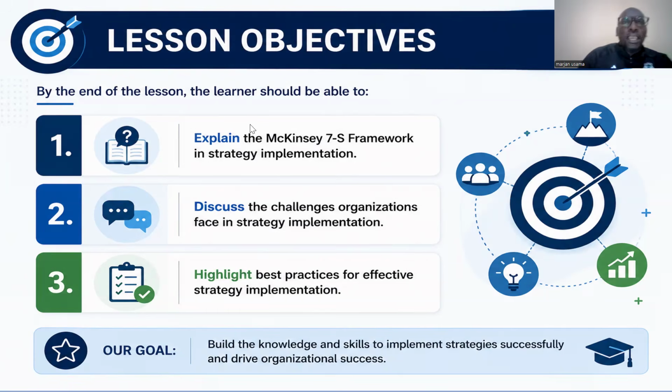So these are going to be our lesson objectives. By the end of the lesson, the learner should be able to, number one, explain the McKinsey 7S framework in strategy implementation. Number two, discuss the challenges organizations face in strategy implementation. Number three, highlight best practices for effective strategy implementation. So let us start.